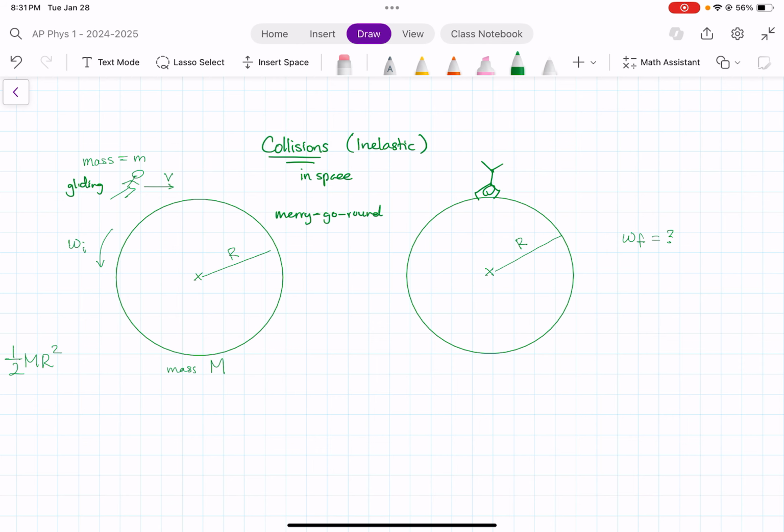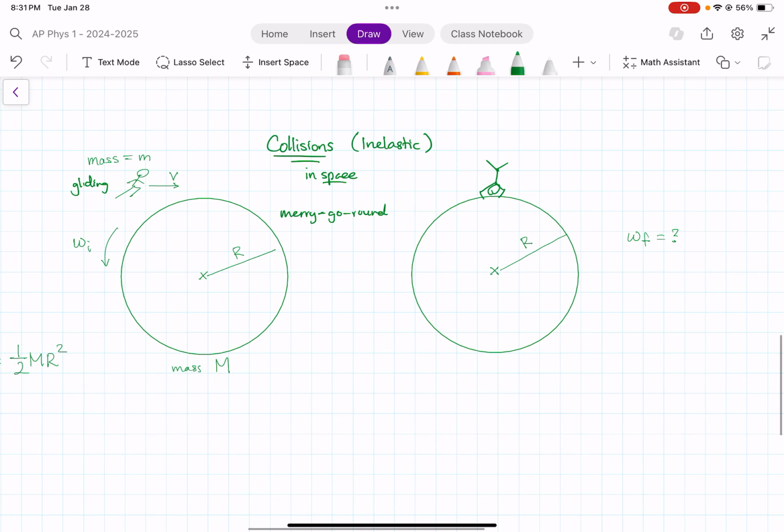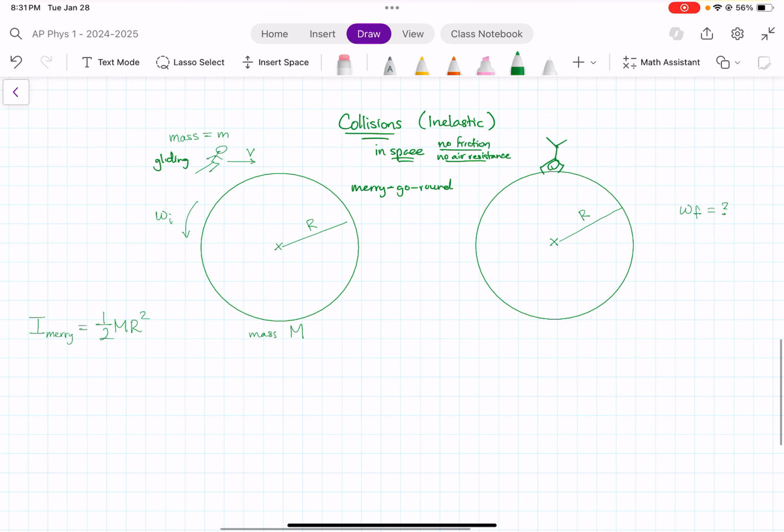I'm only saying this is in space to point out that there's essentially no friction, no air resistance, and that's going to make doing this problem a lot easier, right? So that's super crucial that there's no friction or air resistance. So the first question, and our goal eventually, is there some kind of formula for how fast the system is going to rotate once you're hanging on to it?